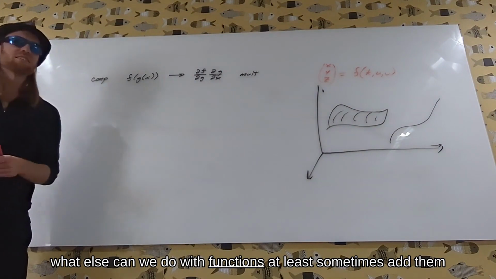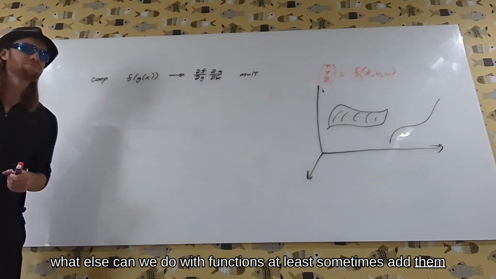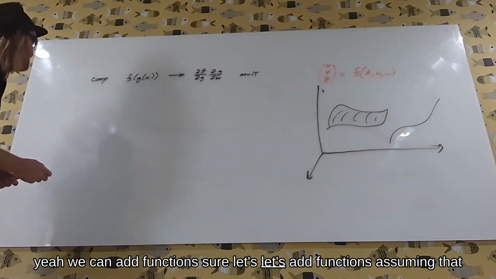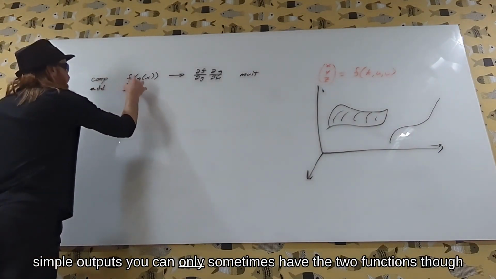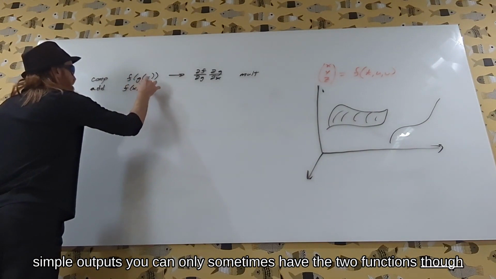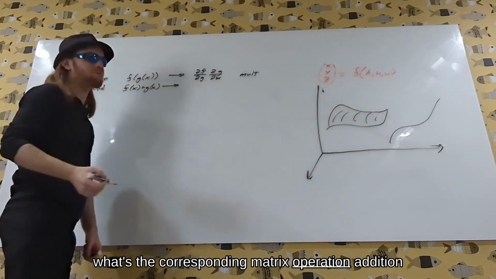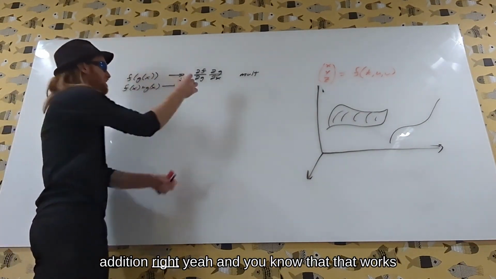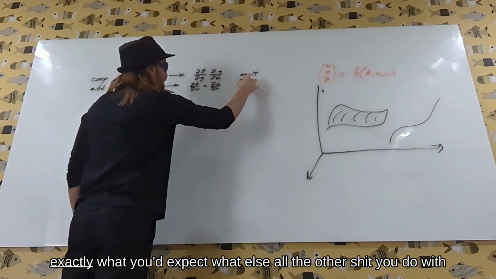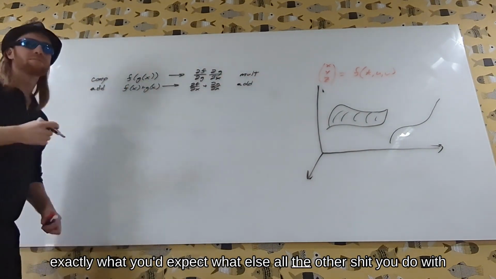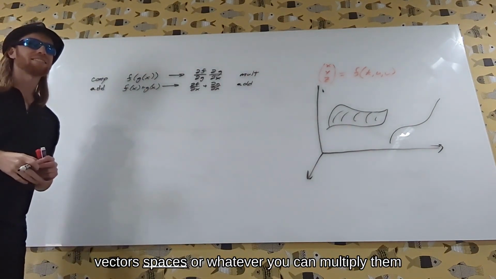Another example. What else can we do with functions? At least sometimes, add them. Yeah, we can add functions. Sure, let's add functions, assuming simple outputs. You can only sometimes add the two functions, though. What's the corresponding matrix operation? Addition. Right. And you know that works exactly the way you expect. What else? All the other things you do with vectors, spaces, or whatever.